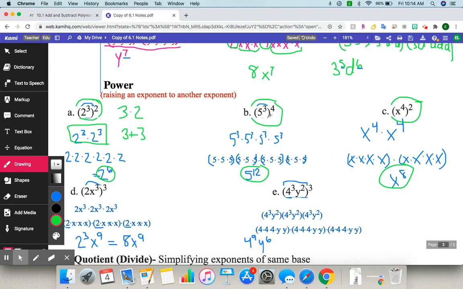Just like in B, 3 times 4 is 12, but when we expanded it, 3 plus 3 plus 3 plus 3 is also 12, because that's the same as 3 times 4.